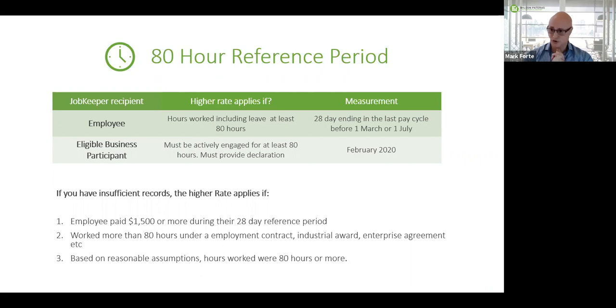If they are a sole trader, they provide that declaration directly to the Australian Taxation Office. If they are a shareholder in a company or a beneficiary of a trust, they must provide that declaration to the entity, and then the entity will then inform the ATO in terms of the 80 hours.